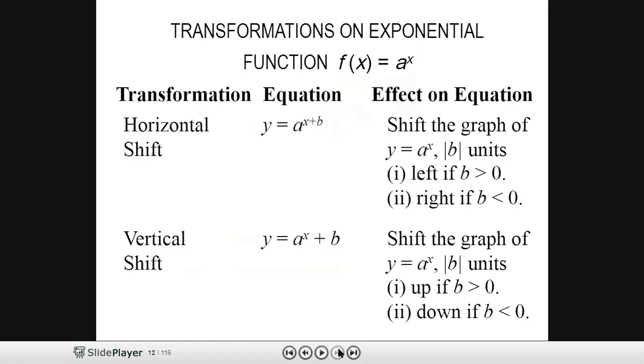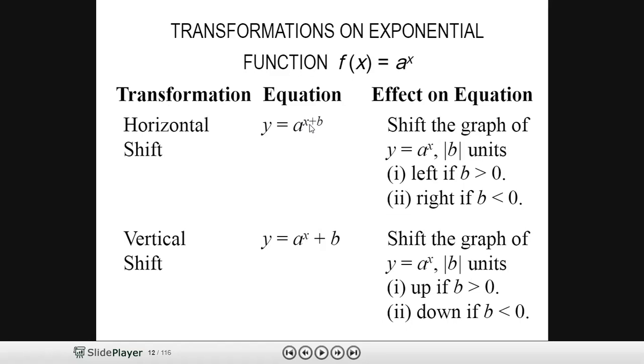So, transformation of exponential functions. Here you can see that f(x) = a^x is the exponential function. For the transformation, the horizontal shift is y = a^(x+b), and the effect on the equation is to shift the graph of y = a^x by b units, to the left if b is greater and to the right if b is less.